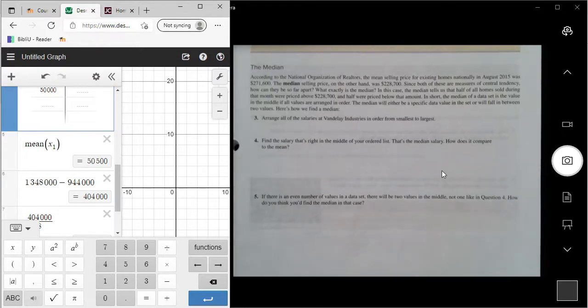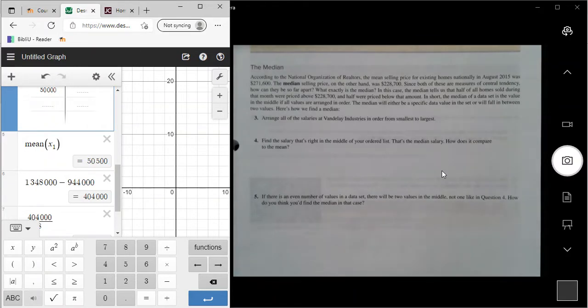All right, the median. According to the National Organization of Realtors, the mean selling price for existing homes nationally in August 2015 was $271,600. The median selling price, on the other hand, was $228,700. Since both of these are measures of central tendencies, how can they be so far apart? What exactly is the median?